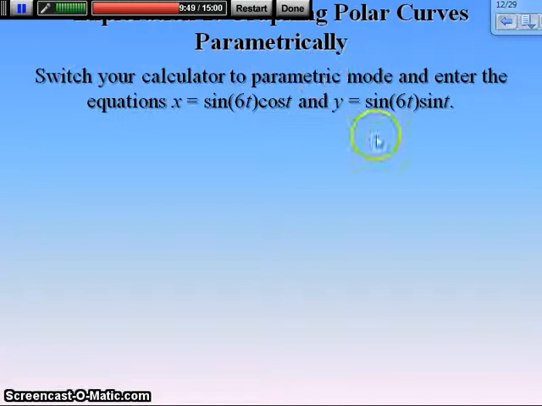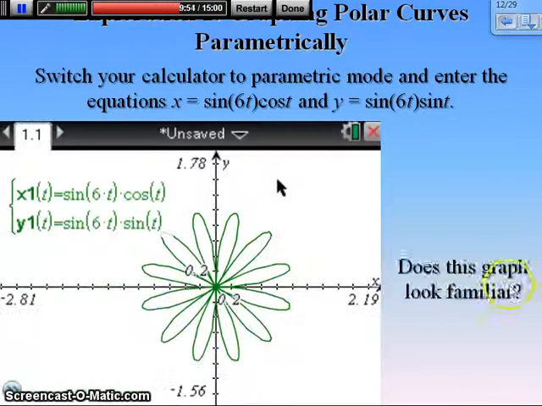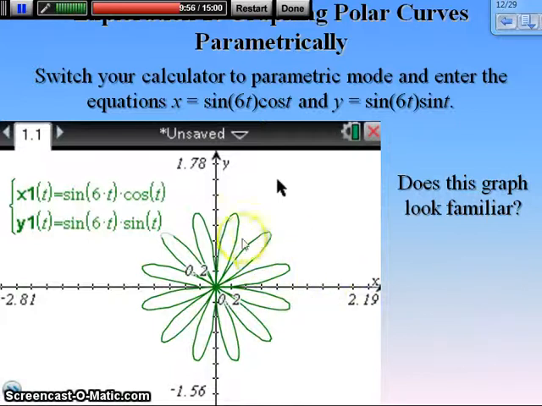Switch your calculators to parametric mode and then sketch this graph right here. When I do that, I get this. And I ask a very simple question: does this look familiar? If you were to go back a few slides, this is the exact same graph we had just a moment ago for sine 6t. That makes perfect sense because look here, sine 6t, sine 6t. To do the x, I just put a cosine at the end. To do the y, I just put a sine at the end. It's the exact same graph. This one was in parametric mode. The other was, of course, in polar mode.